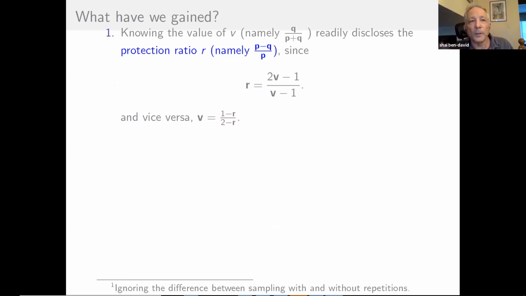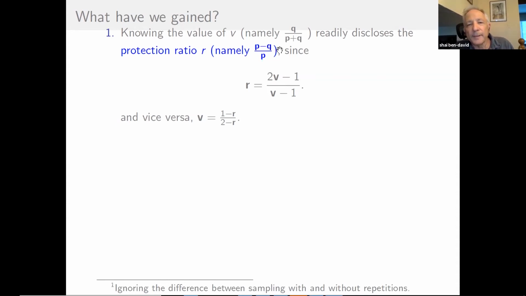So what have we gained? First of all, note that knowing this V, this Q over P plus Q, readily discloses the protection ratio. Because the protection ratio, remember, was (P minus Q) over P. This is your probability of getting sick without the vaccine minus the probability of getting sick with the vaccine, as a proportion of the probability of getting sick.